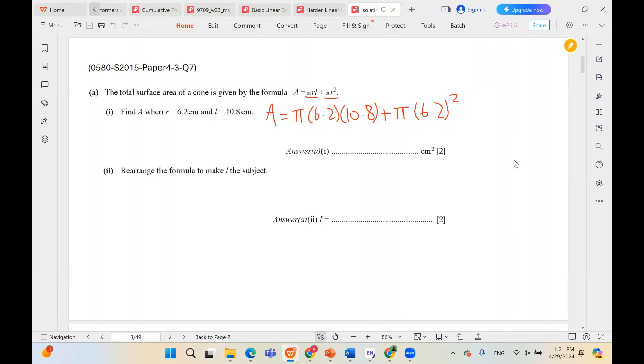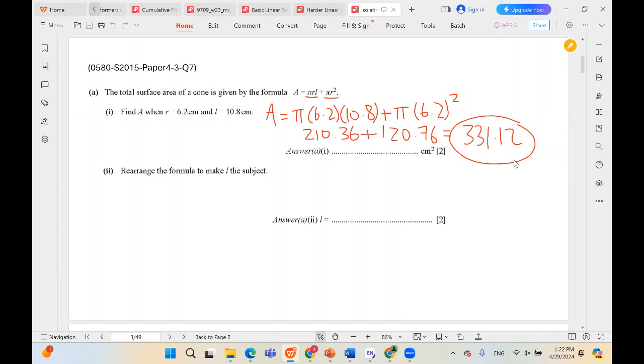So pi times 6.2 times 10.8 is 210.36. And then pi times 6.2 squared gives us 120.76. And we add these up together. So 210.36 plus 120.76. The final answer is 331.12. This is the final answer for I.